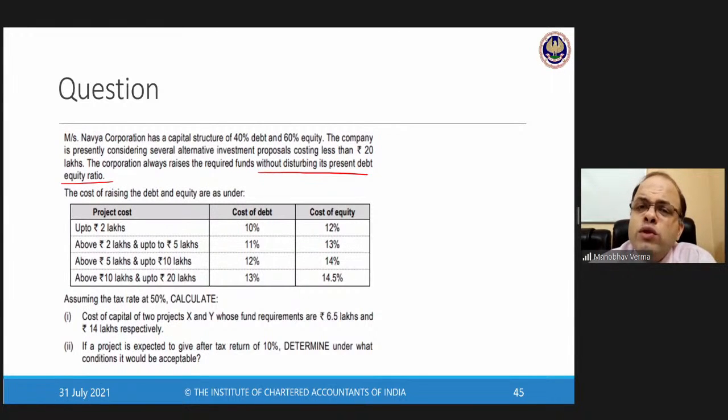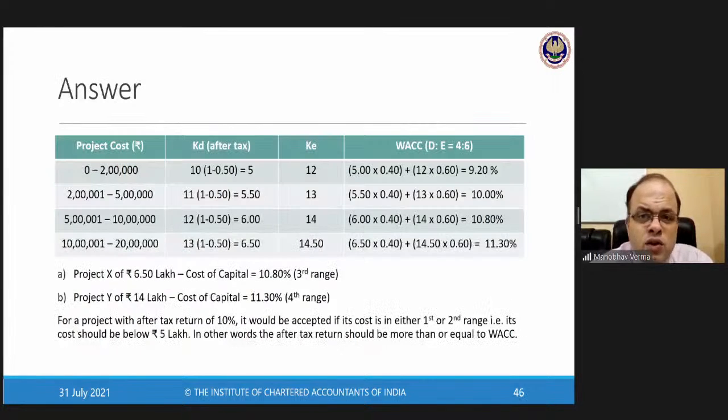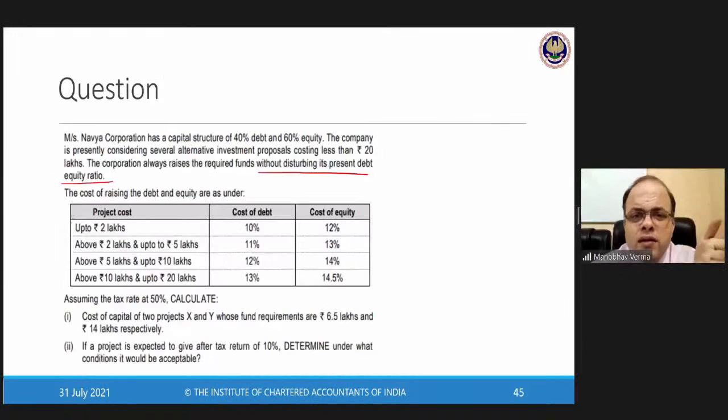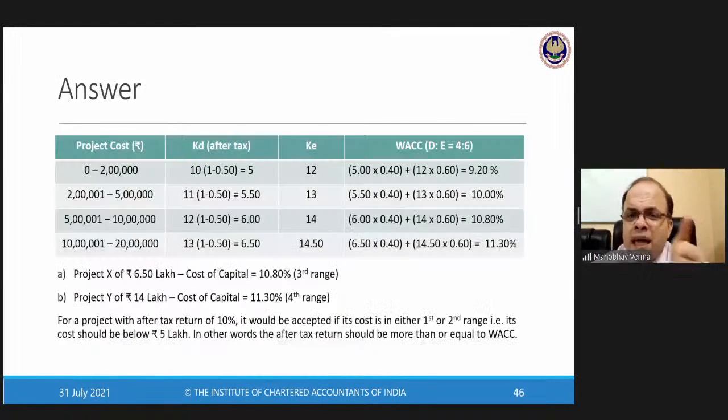Guys, don't you think we just have to put this into different brackets? So which bracket will it fall into? When we're looking at 6.5, don't you think we can just know which bracket it falls in and calculate the respective weighted average cost of capital?